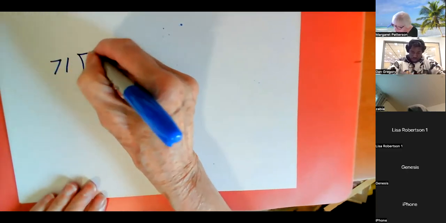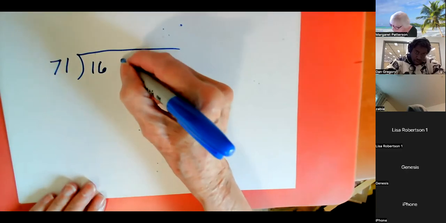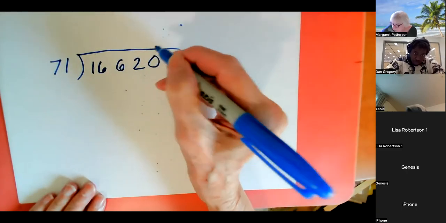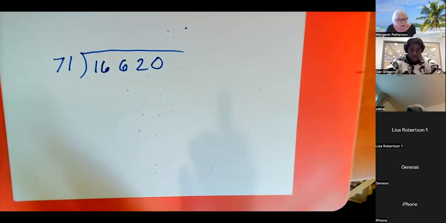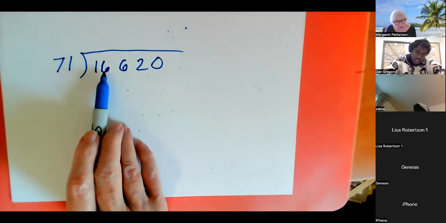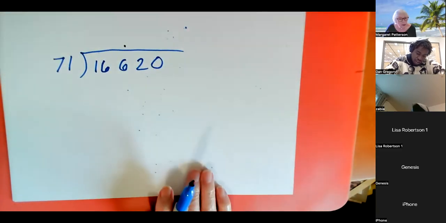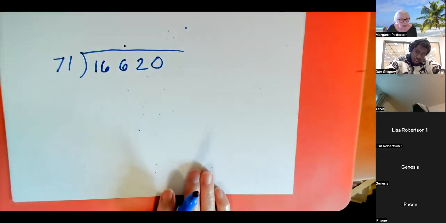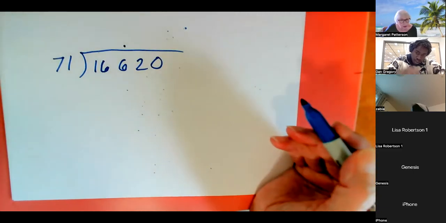71 into, I'm just pulling it out of a book, 16,620. Okay. So can you tell what's the correct way to get started? 71 doesn't go into 16, but we'll put a number here. Maybe you can tell what the correct guess is. My guess over here, my rounding was just to make a decent start. Right.